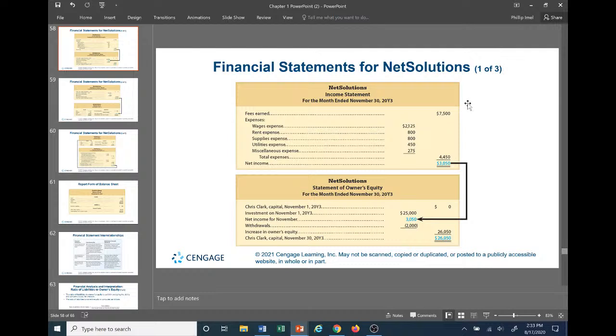Okay, recall that we build the income statement first. Now that we have the income statement built, we see what the results of operation for the month of November 30th ended up being. In this case, we had positive income, net income of $3,050.